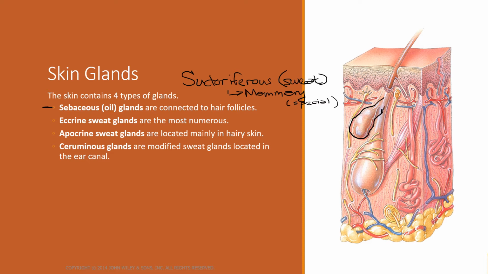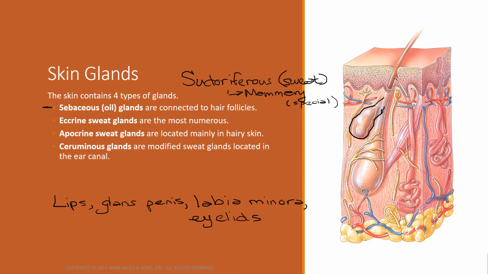There are a couple places where the sebaceous glands open directly to the surface of the skin. Those are going to be the lips, the glans penis, the labia minora, and also the tarsal glands of the eyelids. So these are going to be areas where you have sebaceous glands that open directly to the surface of the skin.